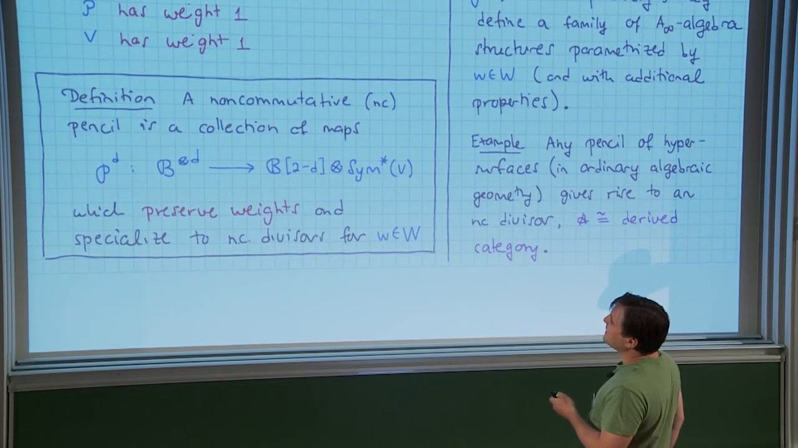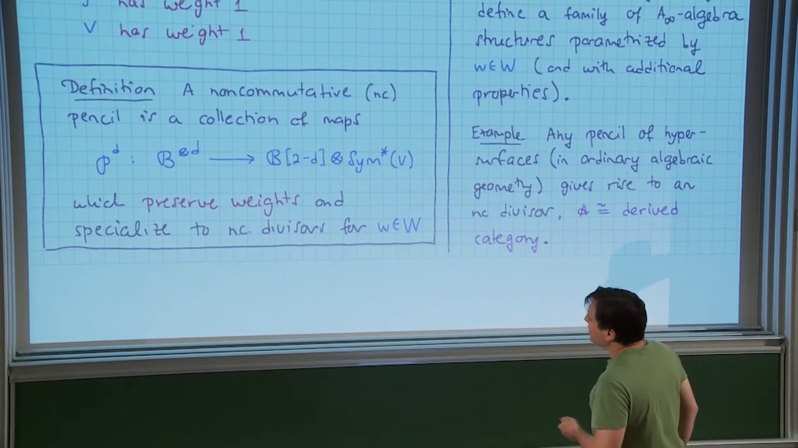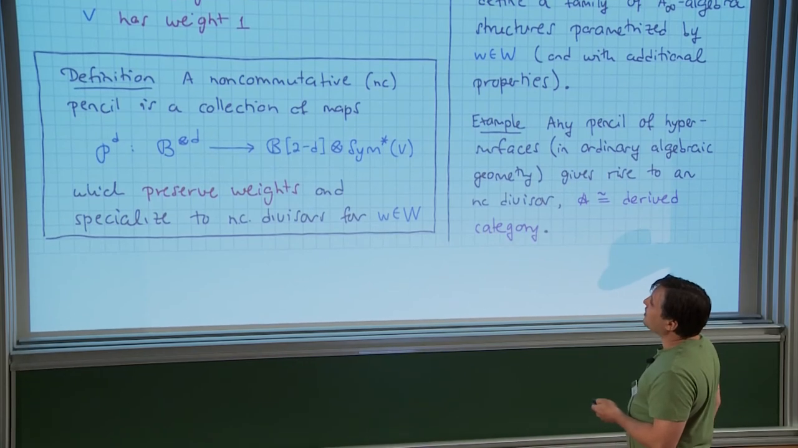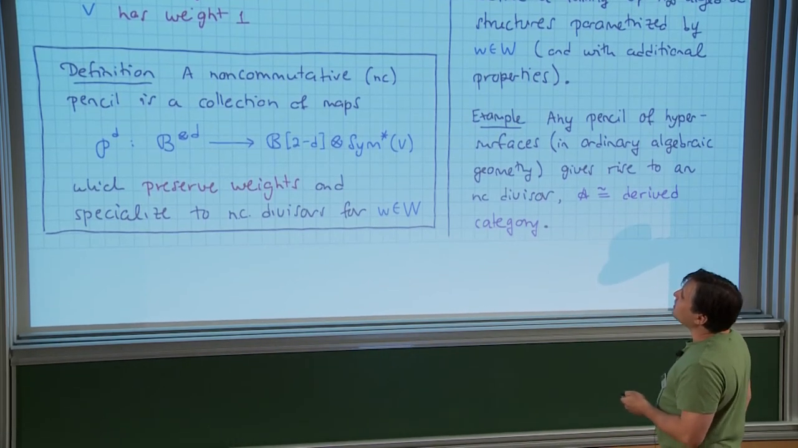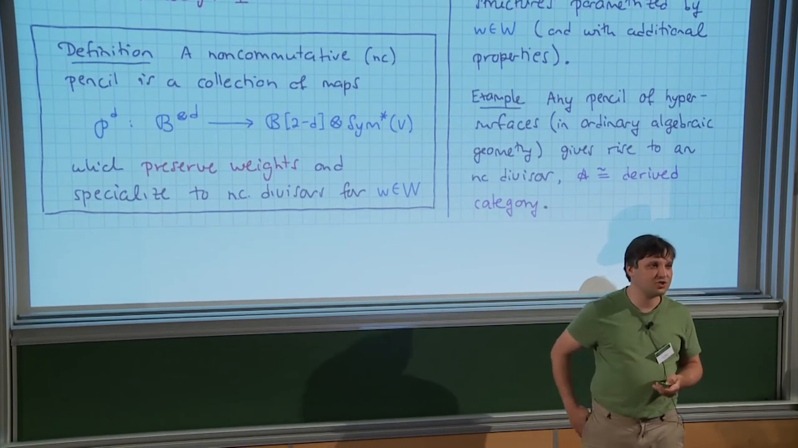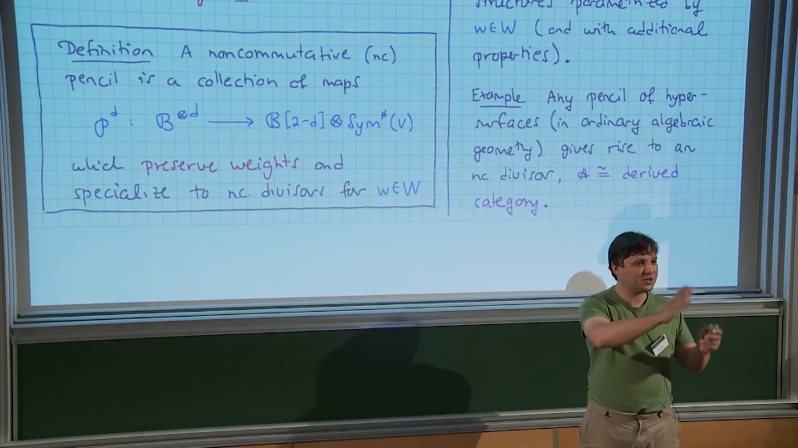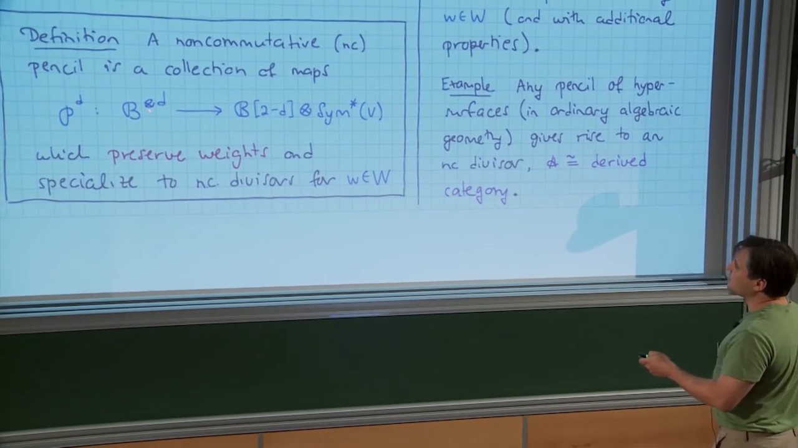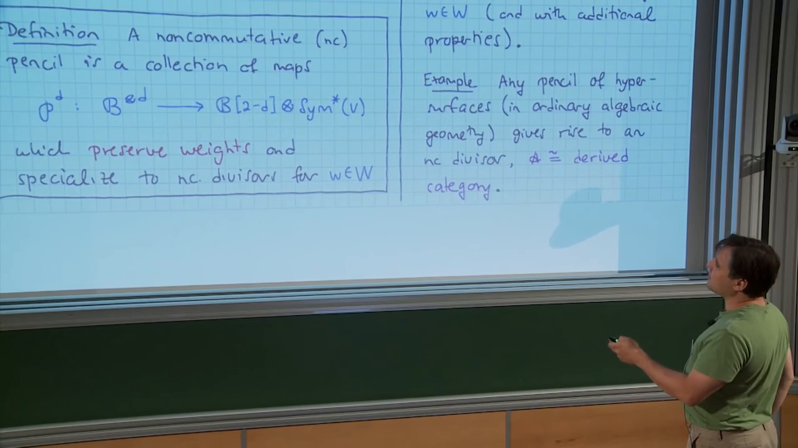So you have two homogeneous parameters. If you set the two homogeneous parameters to zero, you're supposed to recover the trivial non-commutative divisor, which is just given by taking A and P and putting them together with nothing. Okay? So the way to do it is to say, well, B is A direct sum P.